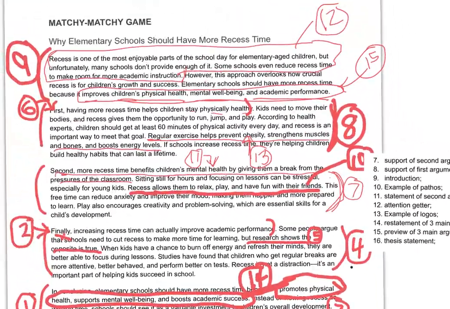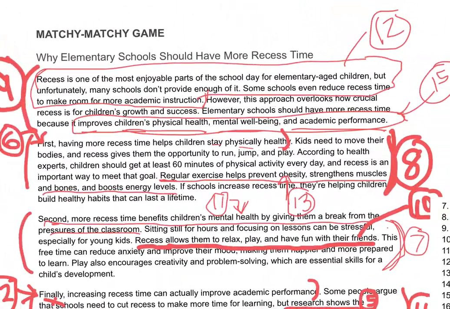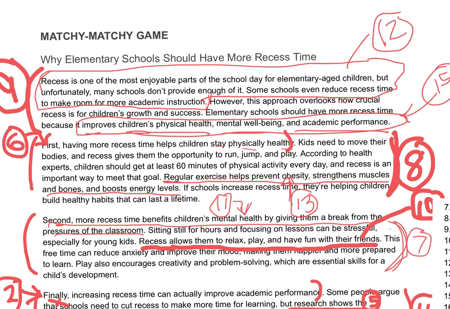And my thesis statement. My thesis statement is where I say my opinion. That always comes in the introduction paragraph, and that can be found right here. Elementary schools should have more recess time. That's my thesis statement. You might want to use color coding for this or something to make it a little bit more clear. And so that's number 16.